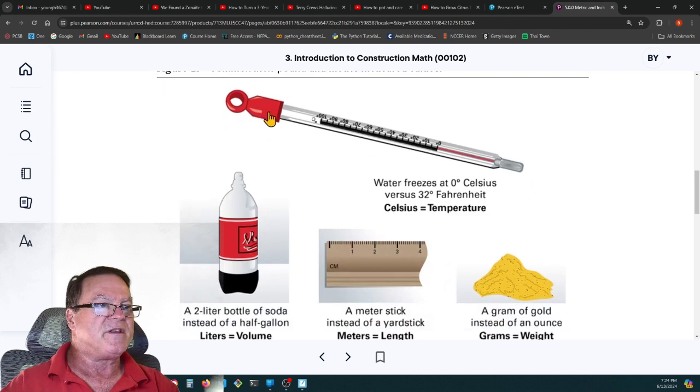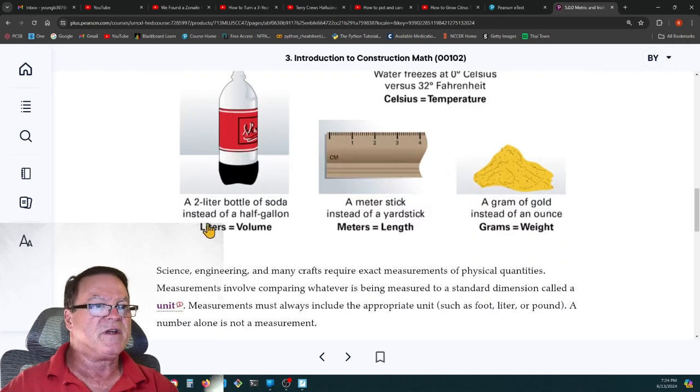So here we see that we have Celsius and Fahrenheit for temperature measurements. When you're talking about volume, we're talking about liters or gallons. The meter is what they use for length or parts of a meter, like the centimeter or the millimeter, and they use gram for weight.